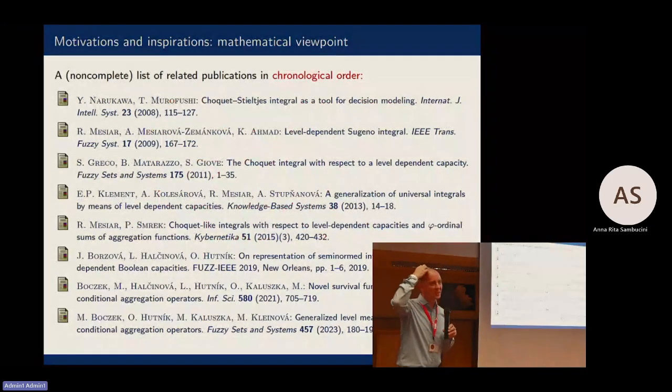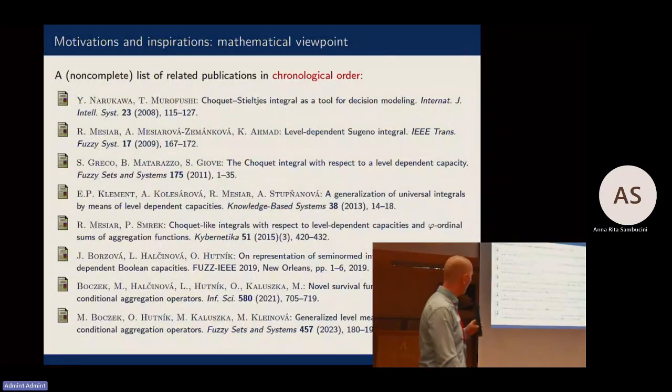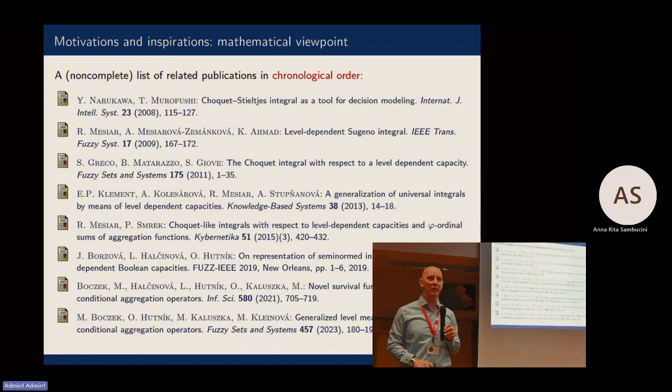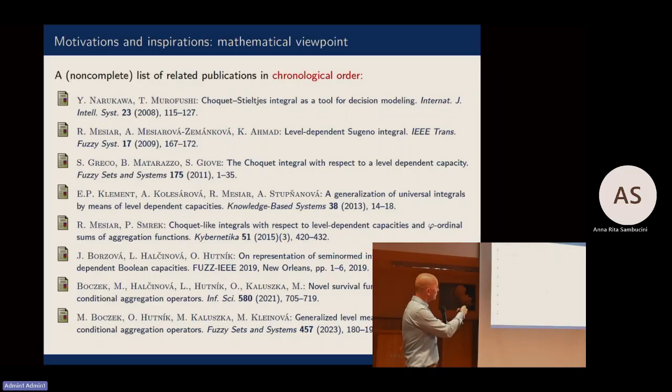So motivations and inspirations from the mathematical side are many. The first publication is about the Choquet-Stieltjes integral. So we would like to modify the measure somehow in the Stieltjes sense. This was proved to be an interesting tool for decision modeling in 2008. In 2009, a paper on the level-dependent Sugeno integral appears, which is maybe not so well known, maybe the best known integral, and the Stieltjes modification of this integral is the Choquet one.